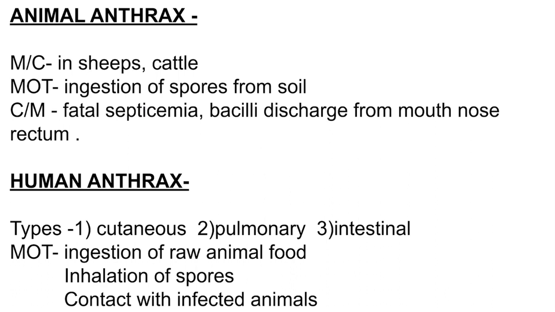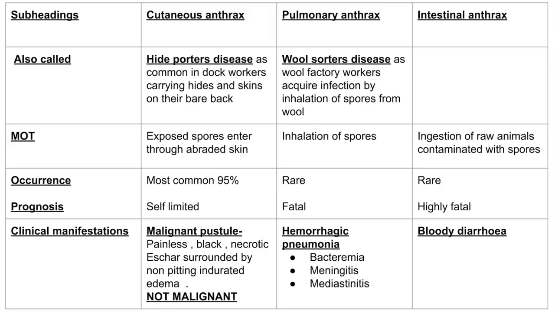Human anthrax. The types are cutaneous, pulmonary and intestinal. Mode of transmission is by ingestion of raw, uncooked animal food infected by animal anthrax, inhalation of spores, and contact with infected animals. In this table we are going to study the different types of anthrax.